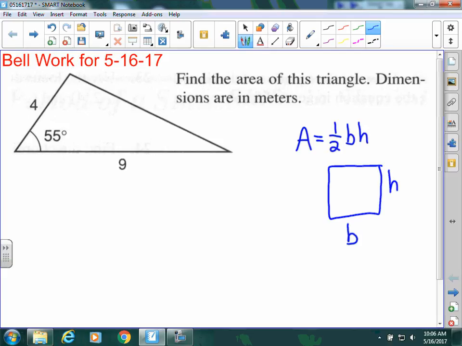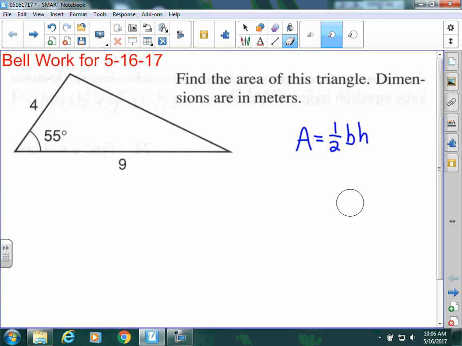Okay, so the height times the base would be the area of the square, right? But if you want half of the square, then you'd have a triangle, right? So the area of a triangle is half the height times the base. Okay, so I just wanted to review that real briefly.